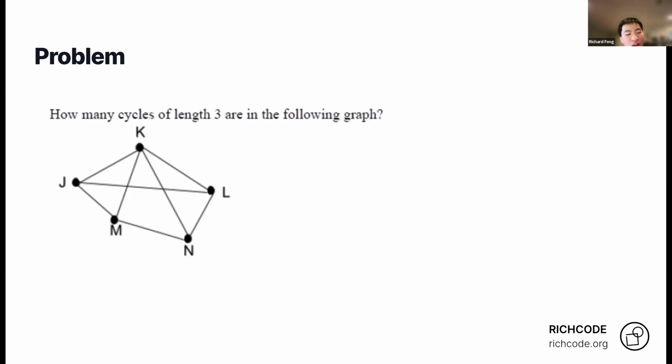Does anyone need more time? Okay, I'll give a hint. So a cycle of length 3 in an undirected graph has to have 3 different vertices, and they start and end at the same vertex.